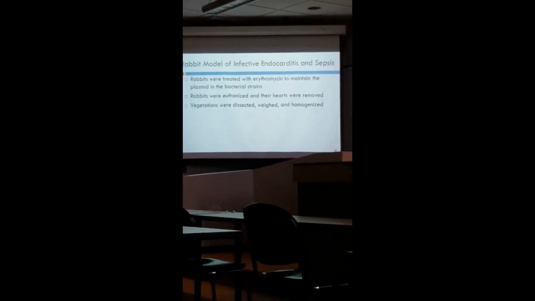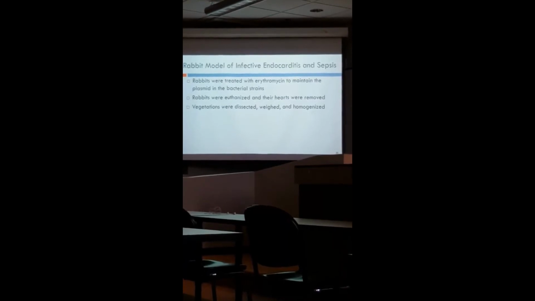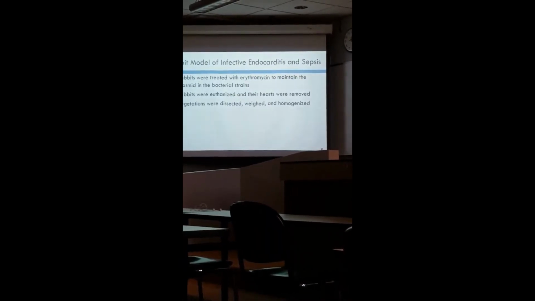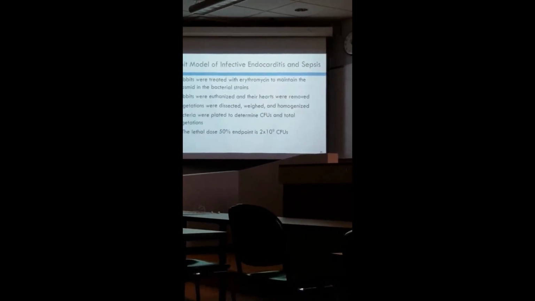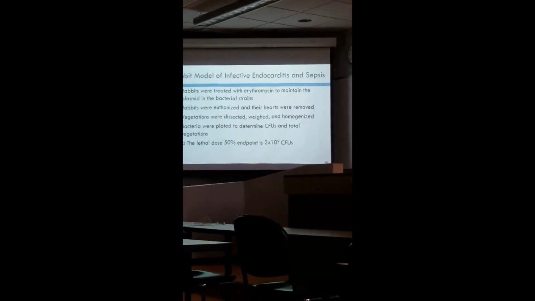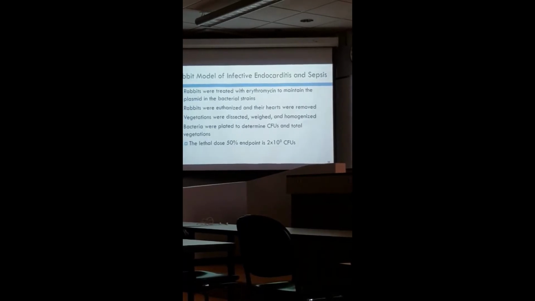The experiment lasted 4 days. Some of the rabbits died before the end of the experiment from sepsis, but if they hadn't died at the 4-day mark, then that was when they were euthanized. And they removed the hearts and analyzed the vegetations that they saw formed, and the bacteria in all of those vegetations. So they plated the bacteria and determined the colony-forming units and the total number of vegetations.